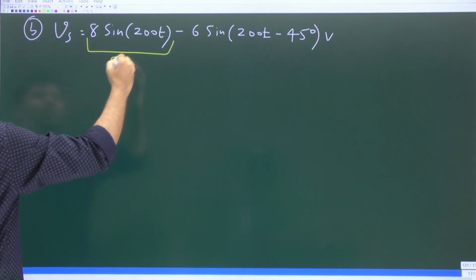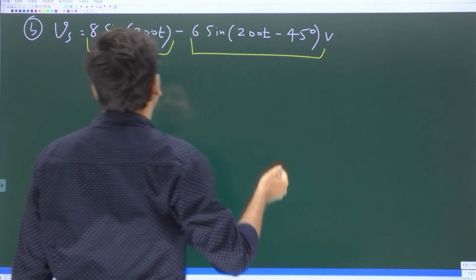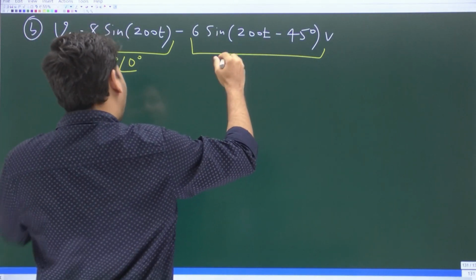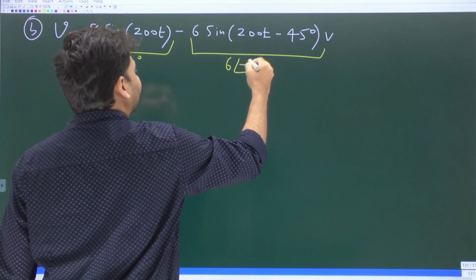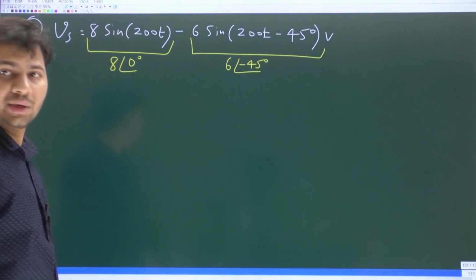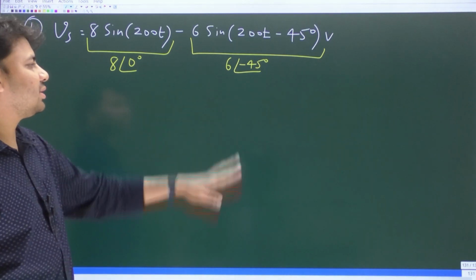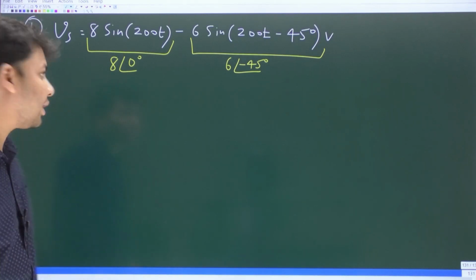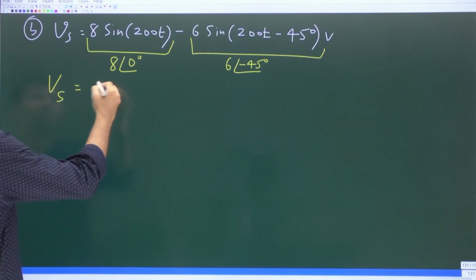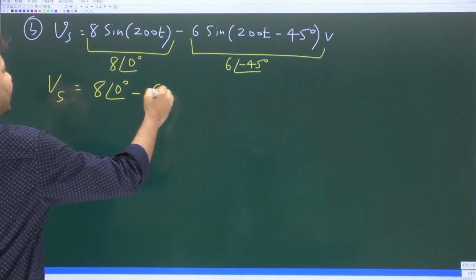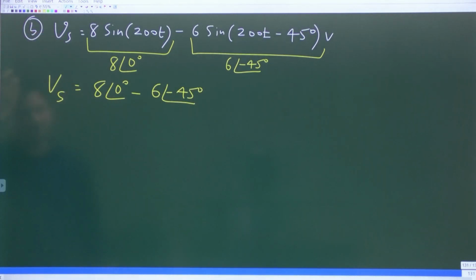is it not going to be 8 angle 0 degrees? Yes. And if you take again sine as reference, for the second component, the phasor representation would be 6 at an angle minus 45 degrees. 8 angle 0 degrees for the first component, 6 angle minus 45 degrees for the second component. Now the small vs in the phasor domain will become capital Vs, 8 angle 0 degrees minus 6 angle minus 45 degrees.